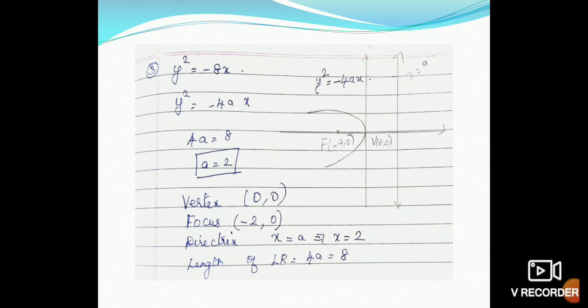This is a left open parabola, y square is equal to minus 8x. Okay. Corresponding formulas. I have drawn the diagram using pencil and scale. The same I expect from all the girls in particular and all the students.